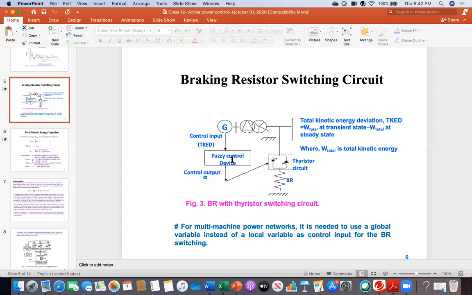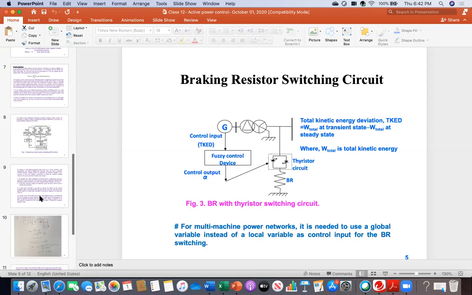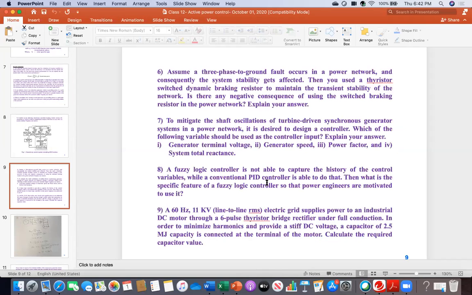On the other hand, if you use the PID, proportional, integral and derivative controller, which is the question here, then that is able to capture the history. You see why I am saying this? Because PID means proportional, integral, derivative.